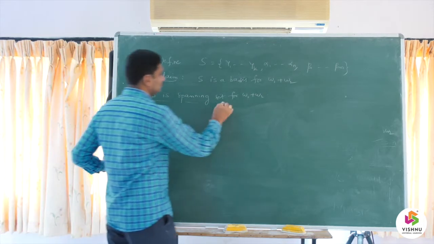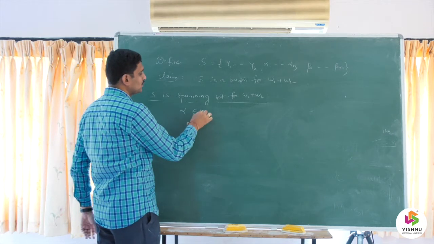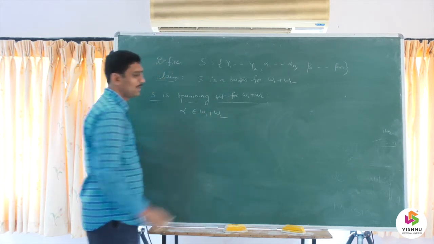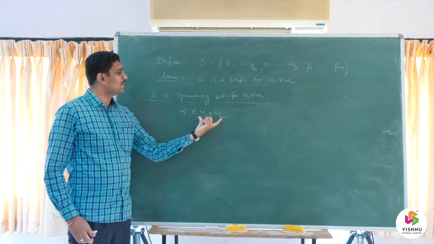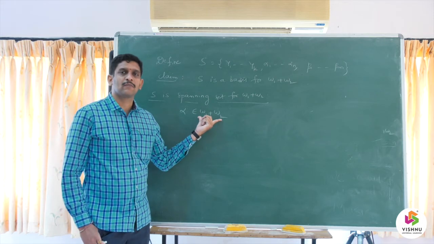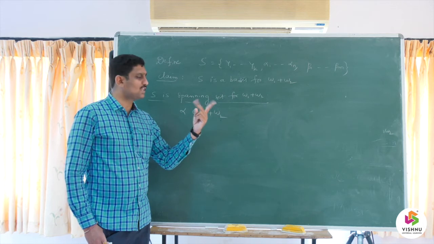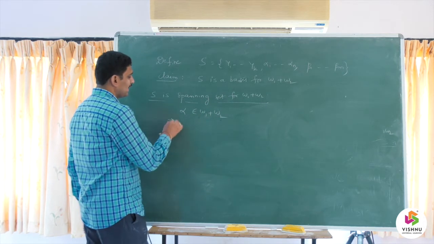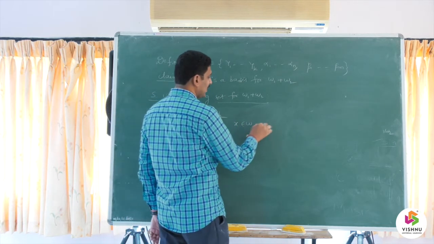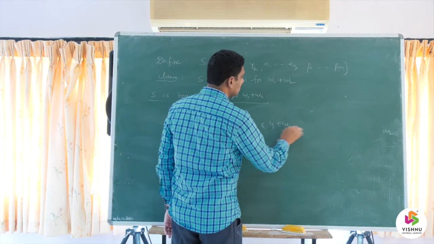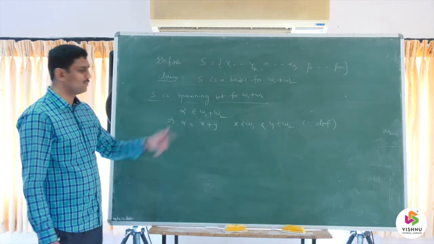Okay. Now you take any vector, say alpha belongs to W1 plus W2. Now what we can say, this is a sum of two subspaces. How is sum of subspaces defined? Every element there is nothing but sum of two values. So you can write alpha as x plus y, where x belongs to W1 and y belongs to W2. This is by definition, the definition of sum of two subspaces.